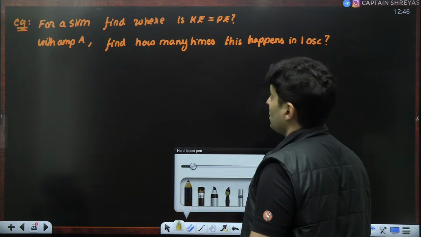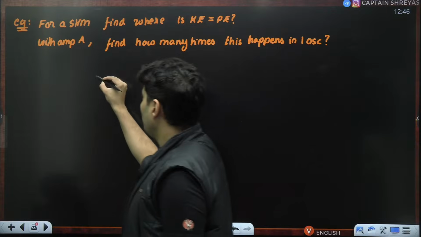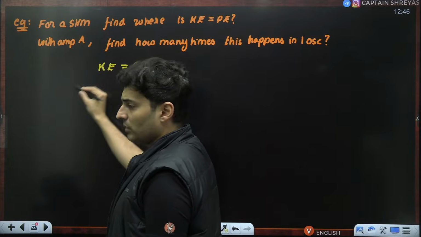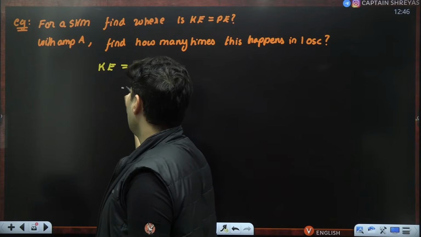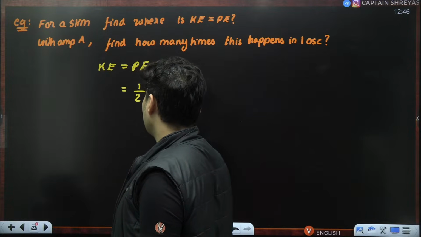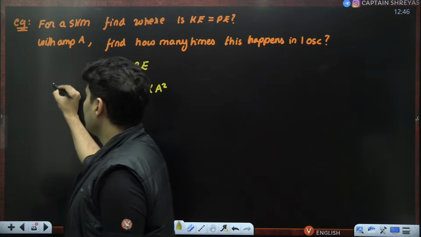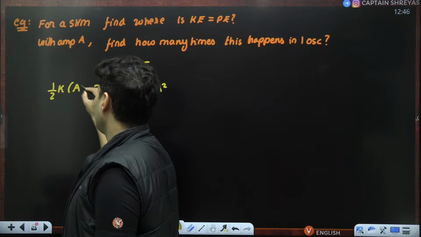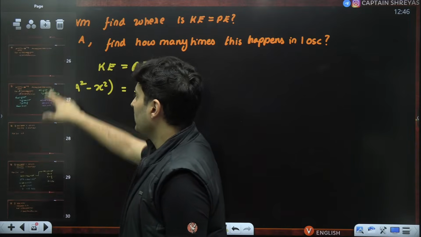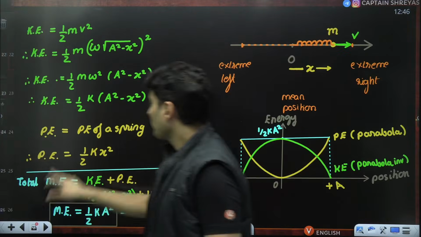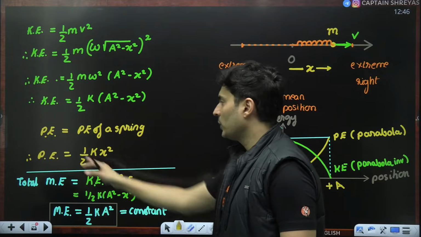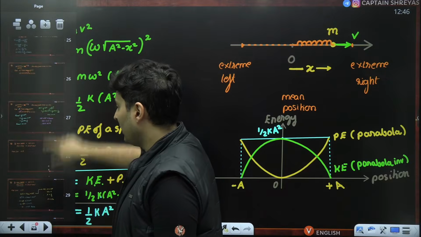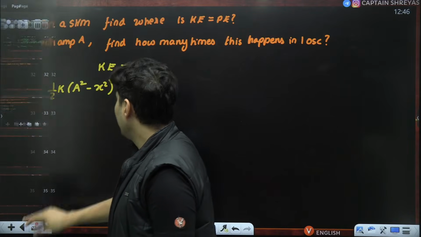So let's do this question. Find where is kinetic energy equal to potential energy. I think we know the formulas for both kinetic and potential energy. Potential energy, the formula is half k a square. Kinetic energy, the formula was half k a square minus x square, if you remember correctly. I had given you all these formulas right over here. Half k a square minus x square is kinetic, potential is half k x square. When you add them, you get half k a square. Okay, perfect. So let's see what do we get then.